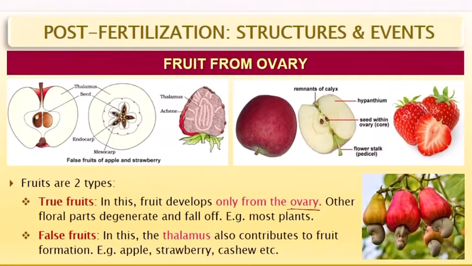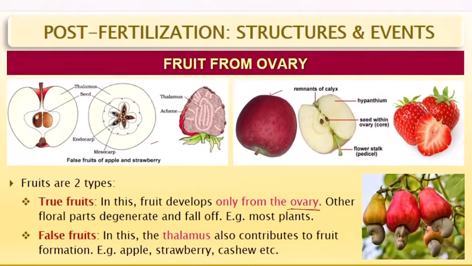The fruits are of two types. True fruits. What are true fruits? Fruit that develops only from the ovary. So if the ovary develops into a fruit, then we say it is a true fruit. Other floral parts degenerate and fall off. Example, most of the plants will give fruits in this way.